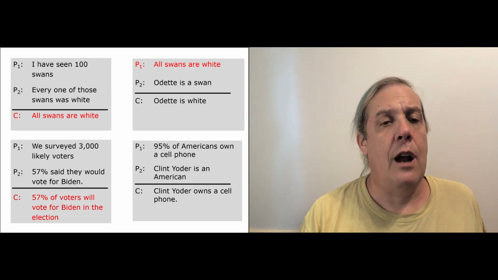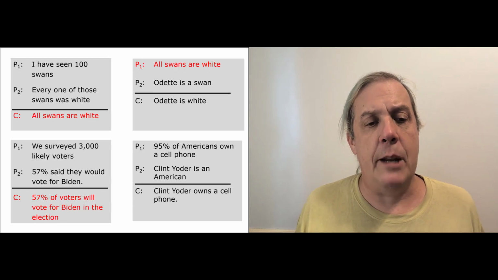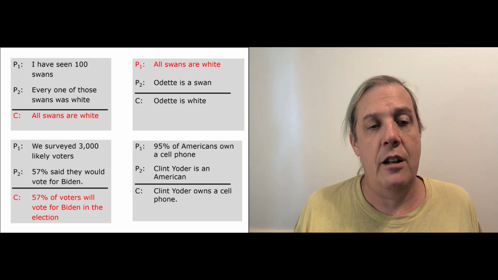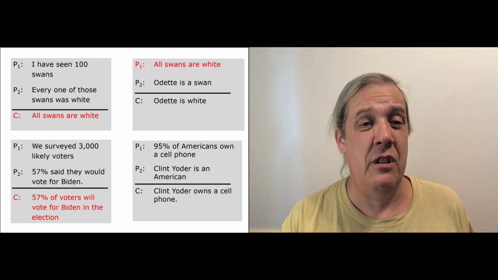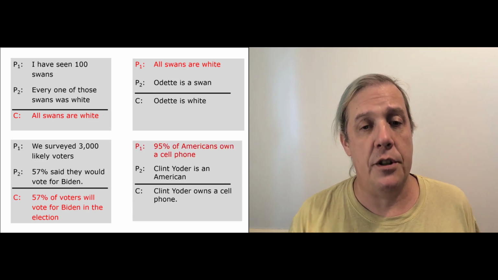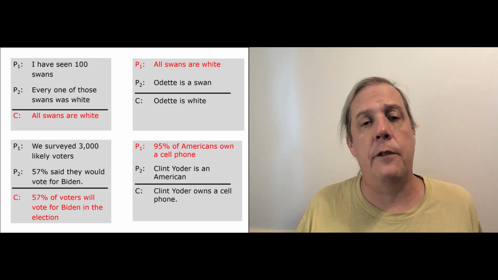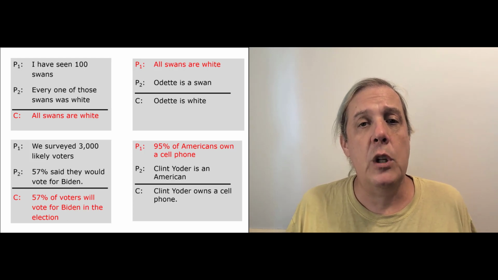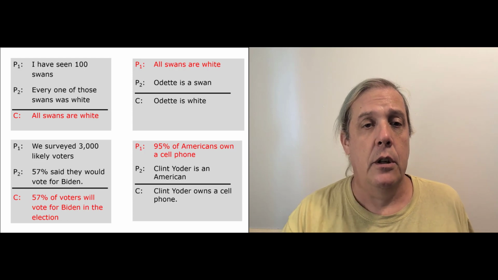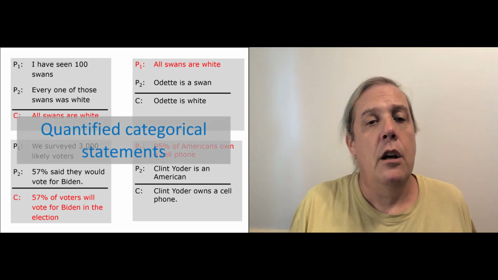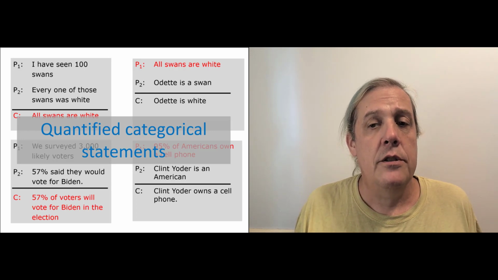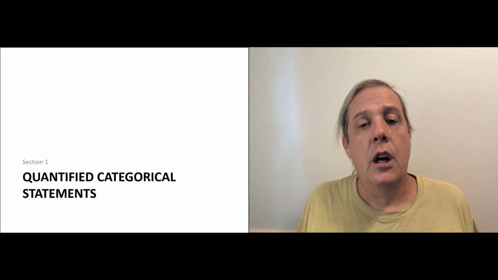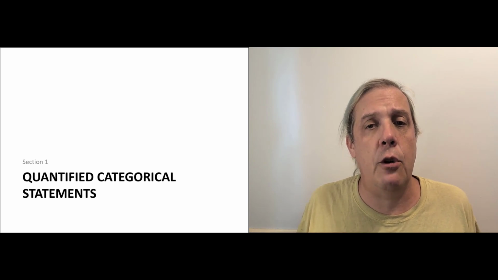And then down here, rather than an "all" statement, we've got a statement with percentages. 57% of voters will vote for Biden in the election, right? There it's in the conclusion. And here we've got another statement with percentages. 95% of Americans own a cell phone. And again, now that statement is in the premises. So I want to take a second to focus on this kind of statement. And we're going to call it a quantified categorical statement. So this first section is on quantified categorical statements. And I'm going to jump over to video that I recorded earlier.